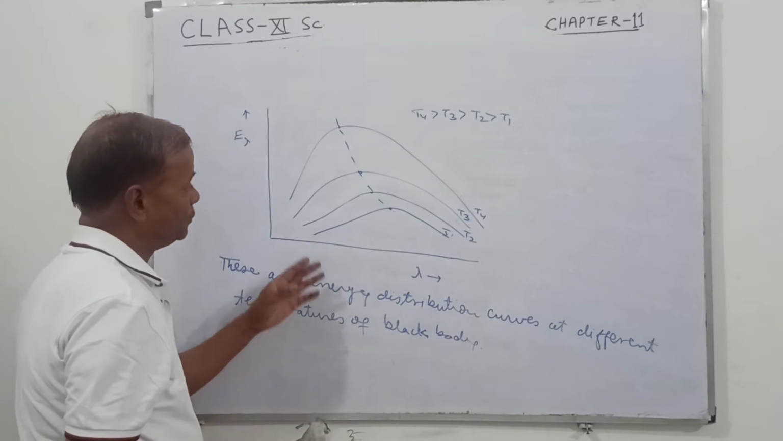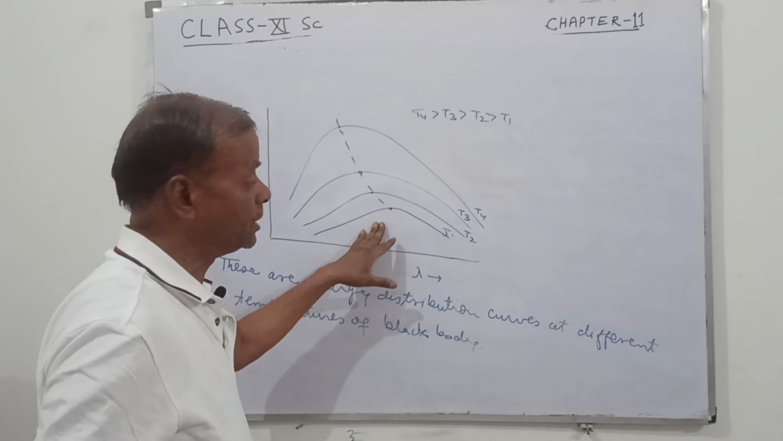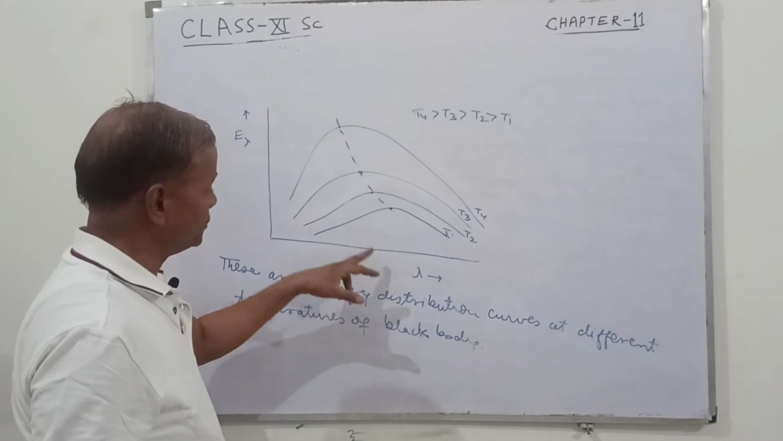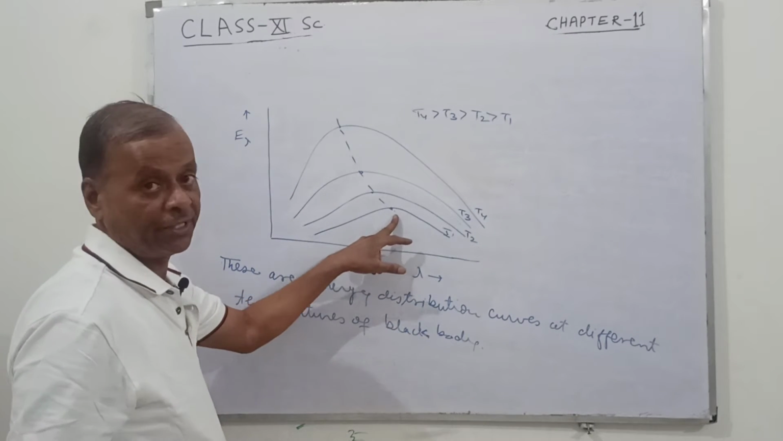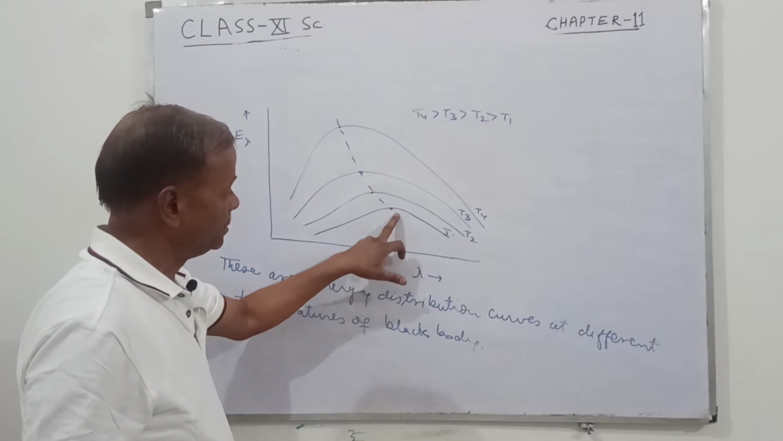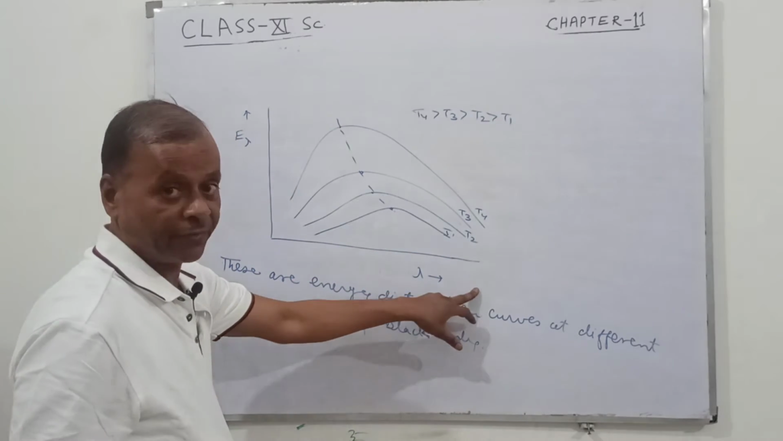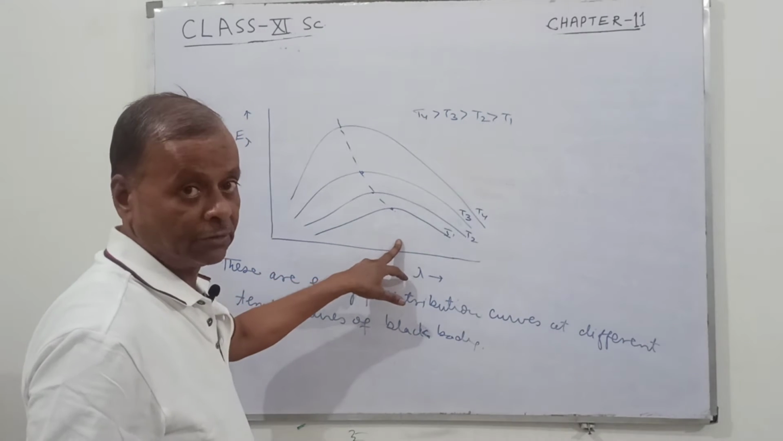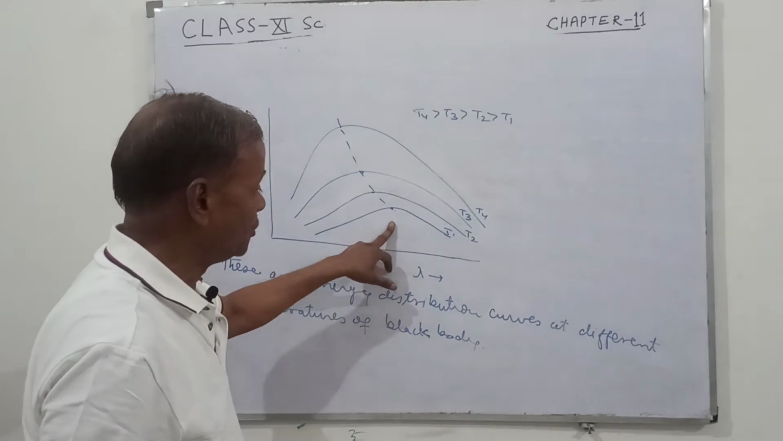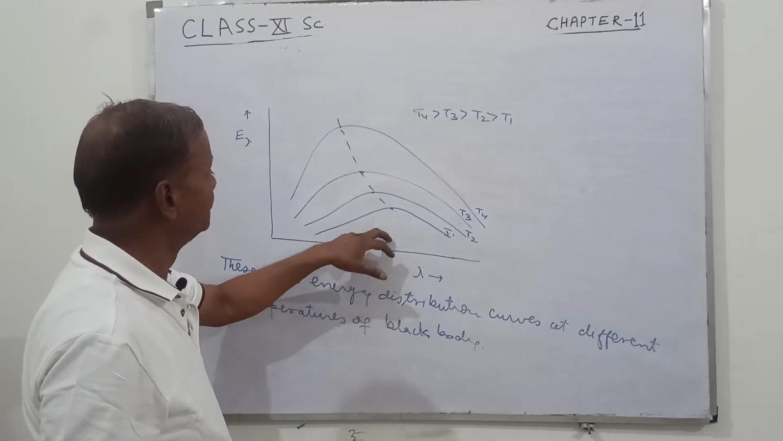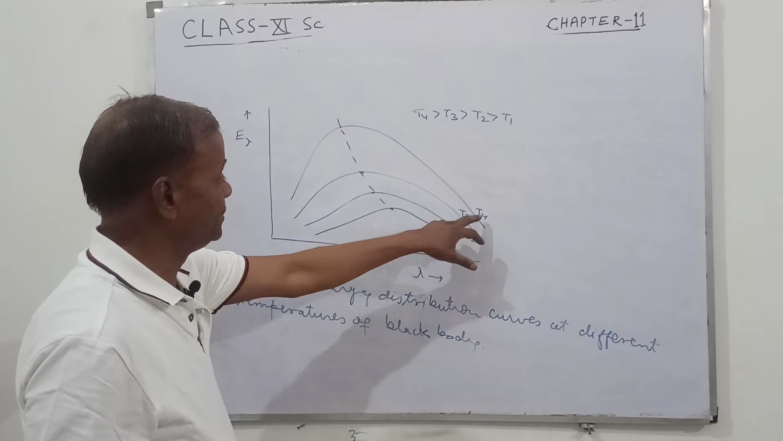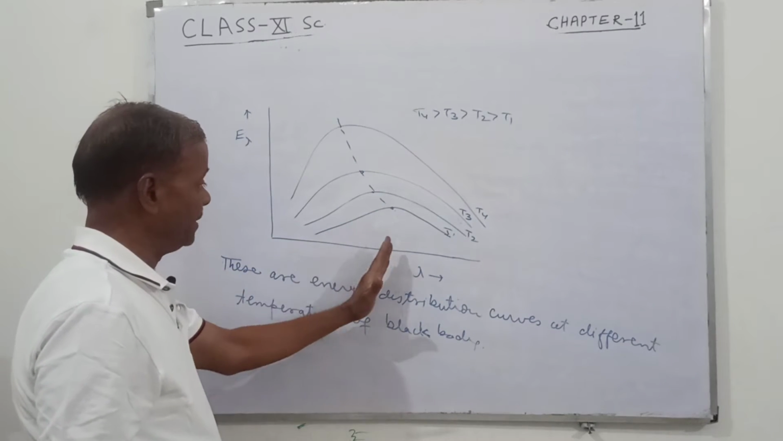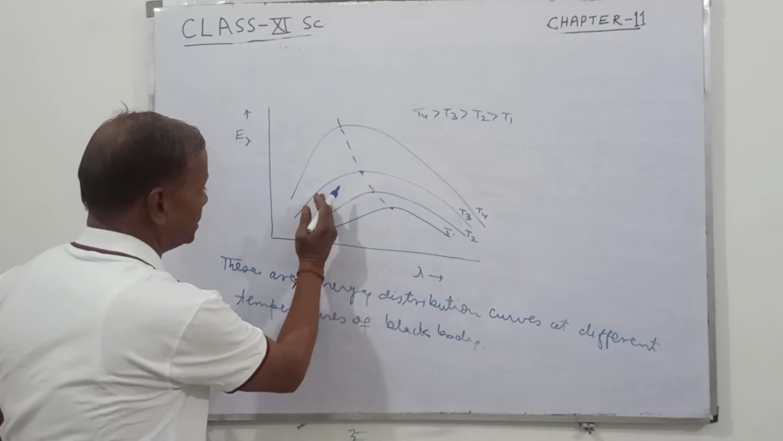First, you can see readily that these energy distribution curves are continuous. Initially at a given temperature, E lambda increases with the increase of lambda and gains a maximum value at the peak, and then E lambda decreases with the increase of lambda. The area below each curve gives the total amount of heat radiation emitted by the body. Also, as the temperature is increased, the peaks of the curves go towards the lower wavelength side.